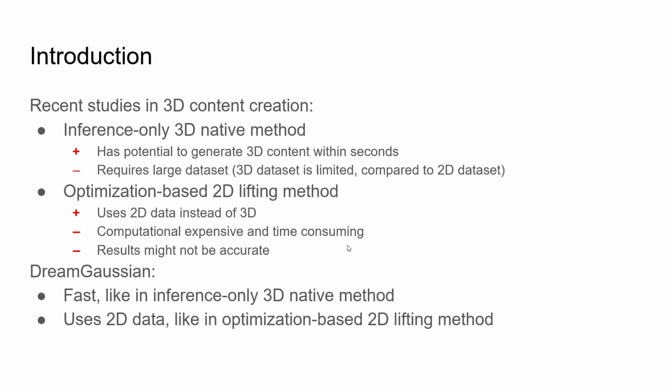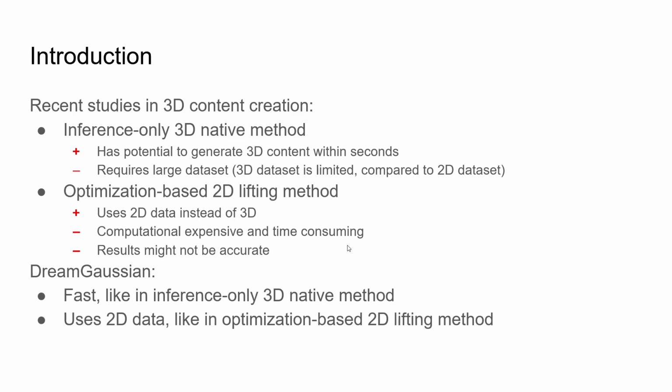Another one is optimization-based 2D lifting methods, which transform existing 2D data into 3D models. While this method provides an alternative solution to the challenge of limited 3D datasets, it can be computationally expensive and time-consuming, and also may not always produce results as detailed or accurate as those created directly using 3D datasets. This is where DreamGaussian introduces a novel approach.